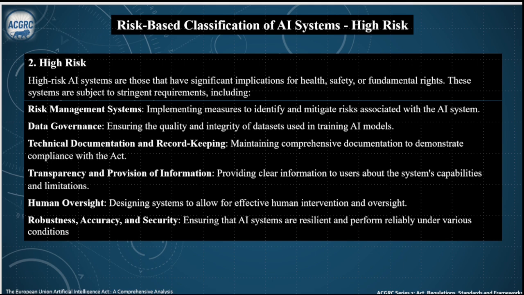High risk AI systems are those that have significant implications for health, safety, or fundamental rights. These systems are subjected to stringent requirements, which include implementing measures to identify and mitigate risk associated with the AI system, ensuring the quality and integrity of datasets used in training the AI models, maintaining comprehensive documentation to demonstrate compliance with the Act, providing clear information to users about the system's capabilities and limitations, designing systems to allow for effective human intervention and oversight, and ensuring AI systems are resilient and perform reliably under various conditions.